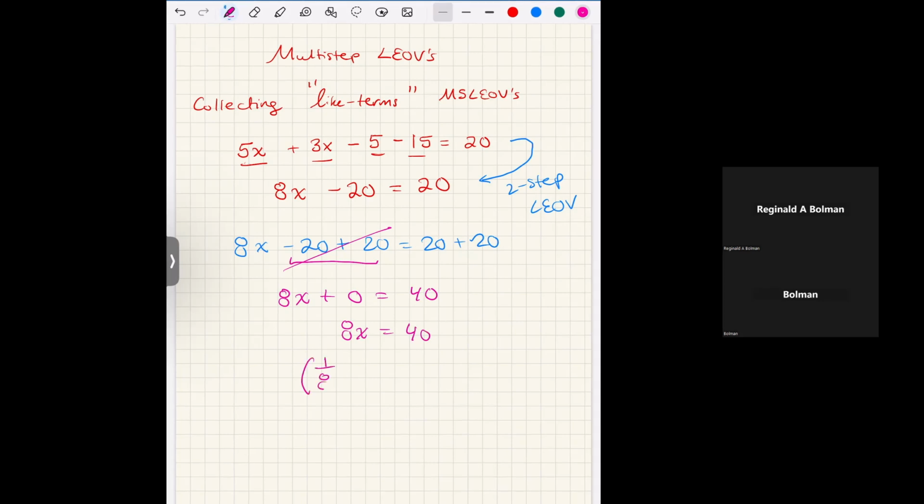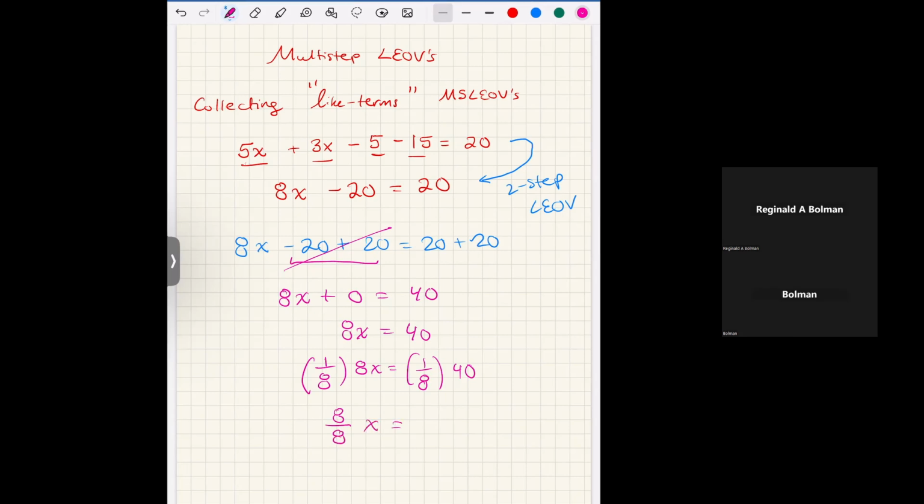Then we're going to multiply by 1 over 8 on both sides of our equation. Why 1 over 8? We're going to multiply by 1 over 8 because 1 over 8 is the multiplicative inverse of 8. And if we multiply by the multiplicative inverse, we can clear the number that is in front of our x. Okay, so 8 times 1 over 8 will give you 8 over 8, and 40 times 1 over 8 will give you 40 over 8.